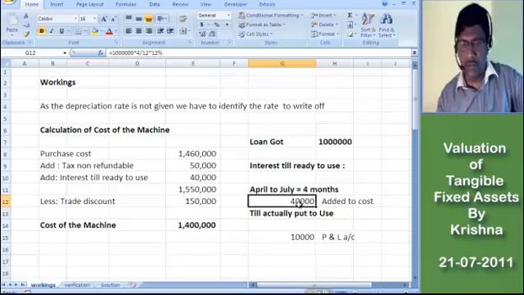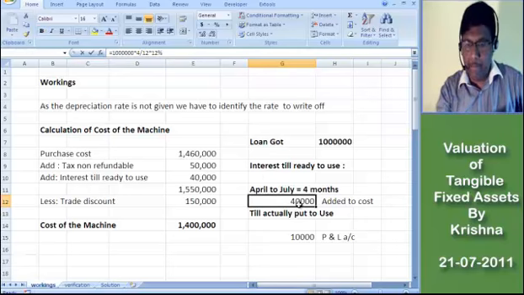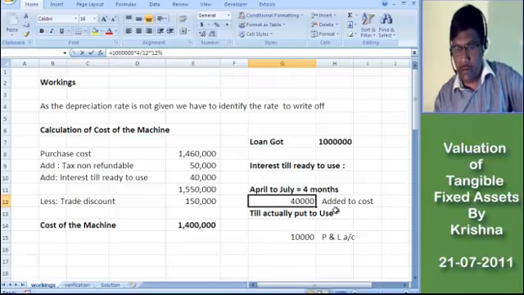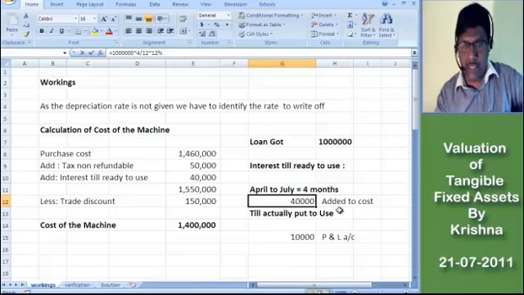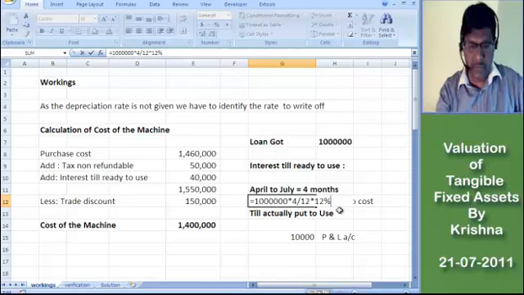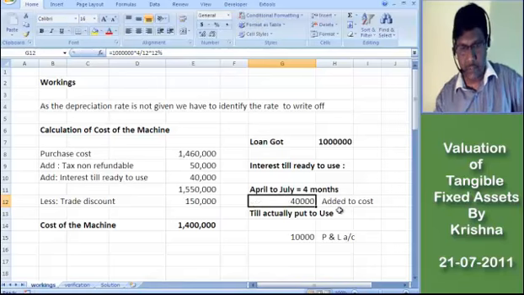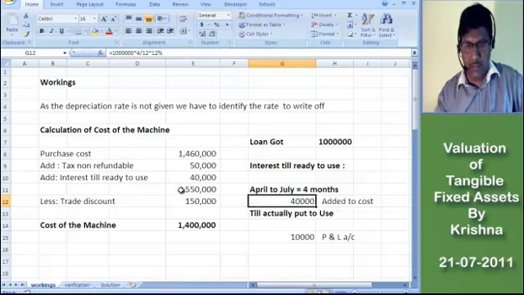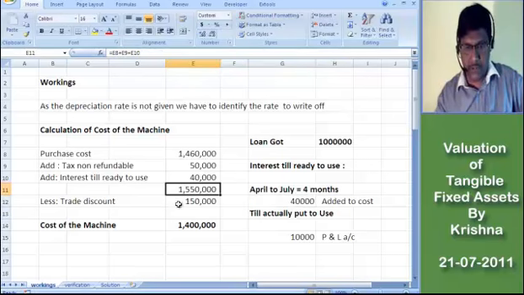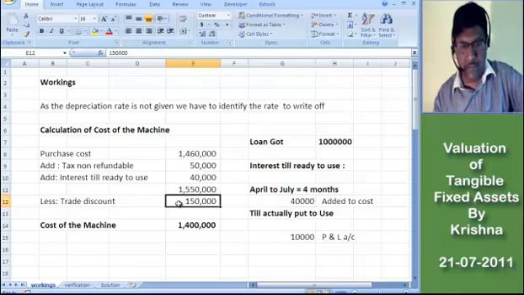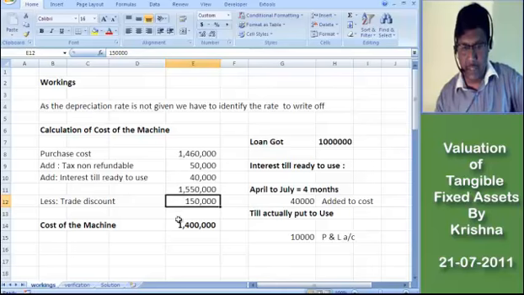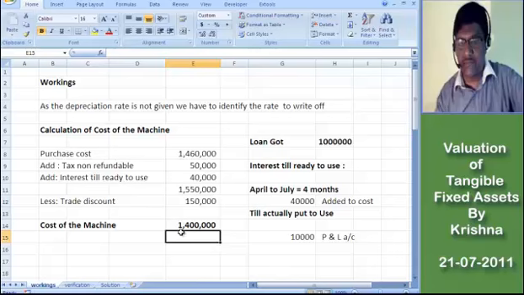How have we calculated? 10 lakh into 4 divided by 12 into 12% we have applied, and we are having 40,000. So the total is 15,50,000. Then we have got 1,50,000 as a trade discount, that is being reduced. The cost of machine is 14 lakh we are arriving at.